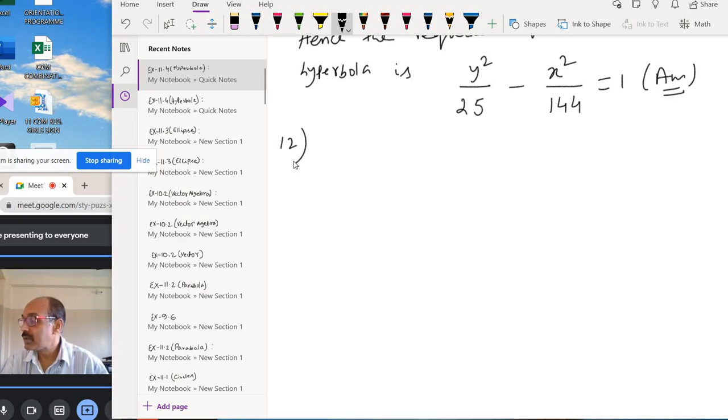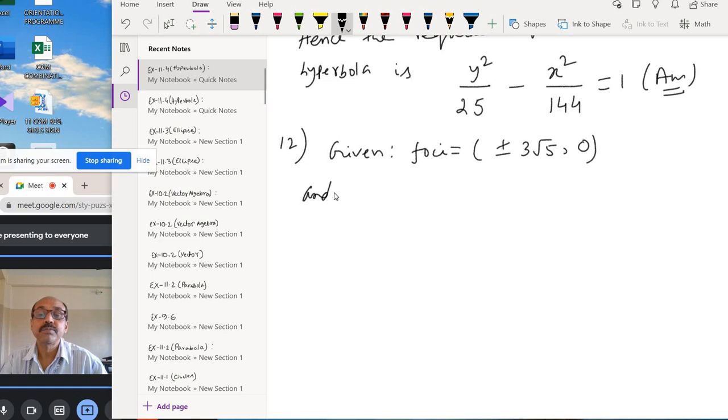Question number 12. It is given the coordinate of the focus, that is (±3√5, 0), and the length of the latus rectum equal to 8. Find the equation of the hyperbola.